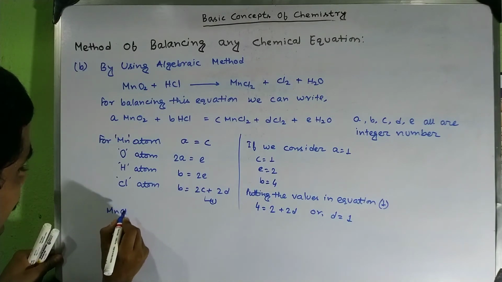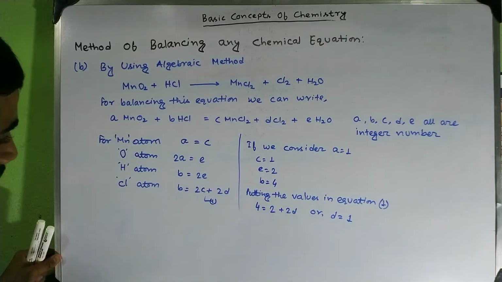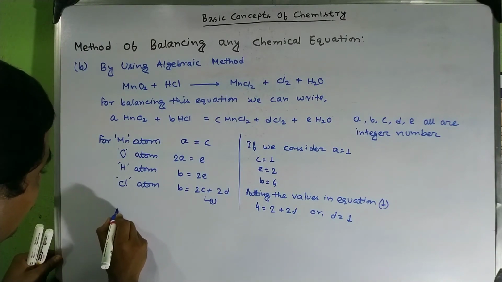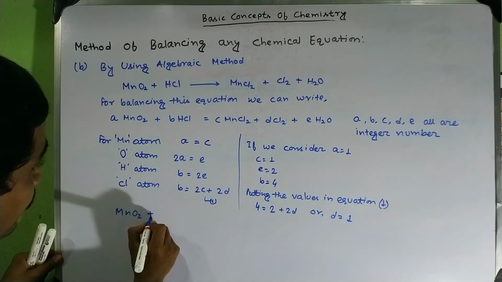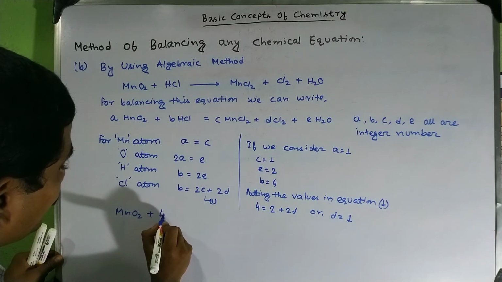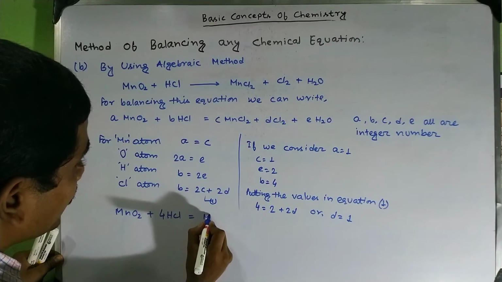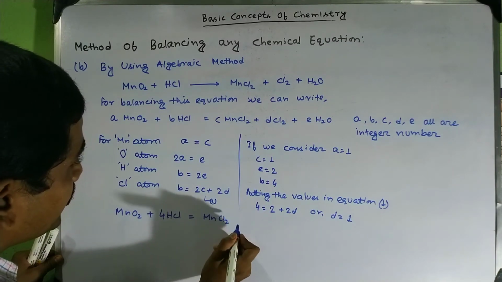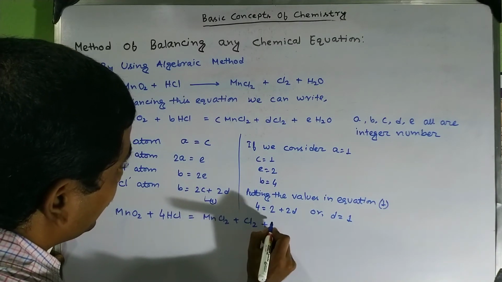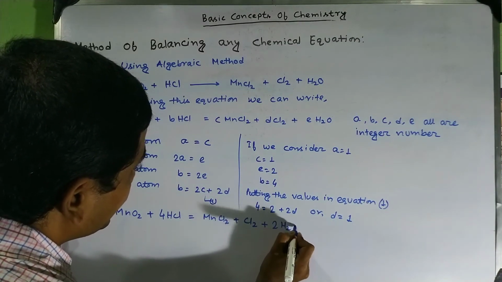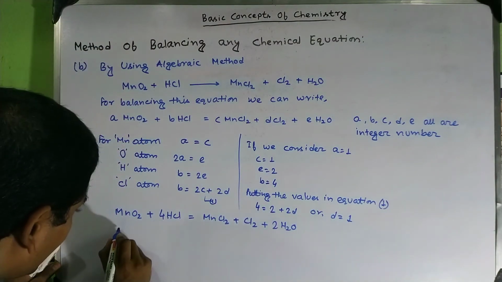Now the balanced equation is, look, MnO2 plus 4HCl is equal to MnCl2 plus Cl2 plus 2H2O. Clear?